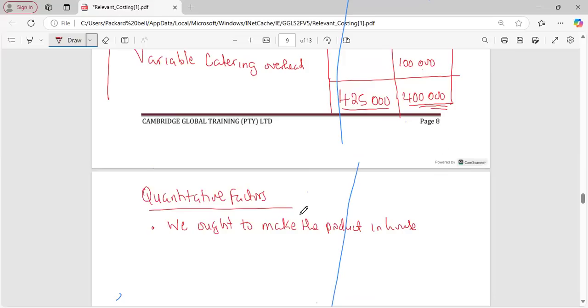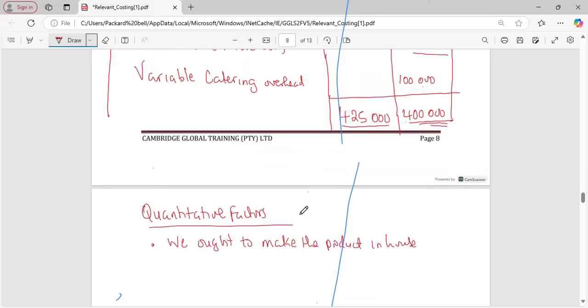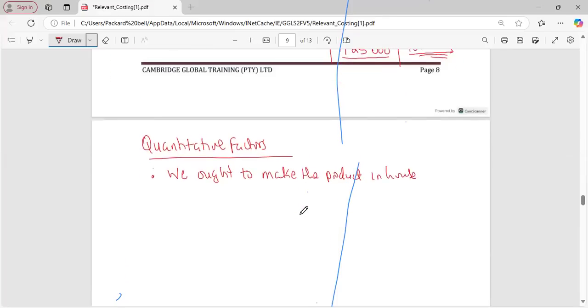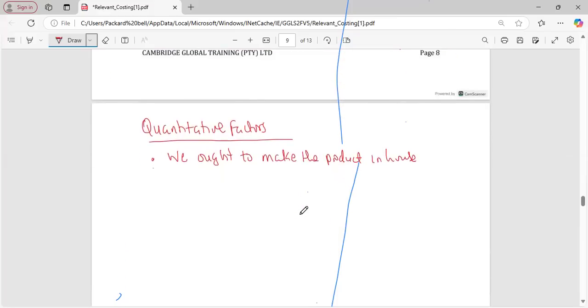Let's just look at something that you might come across in your question. They may say also consider the qualitative factors. What are the non-financial factors that we can consider when we want to outsource?